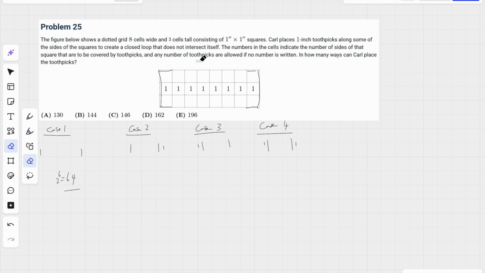Now for case 2, it's the same principle but slightly different. The toothpicks end here. And so there are only 5 options. So there are 2 to the 5 equals 32 ways. The same for case 3, since case 3 is just case 2 but mirrored. We also have 5 options here.